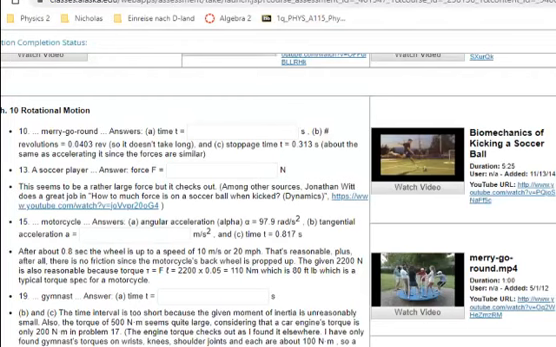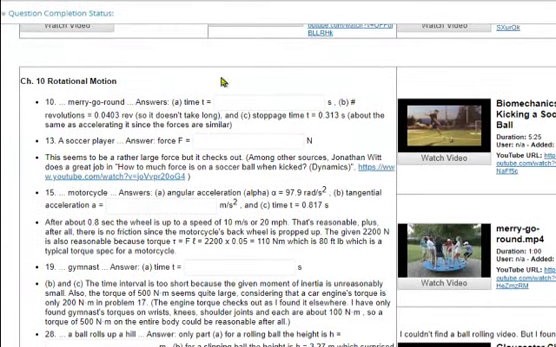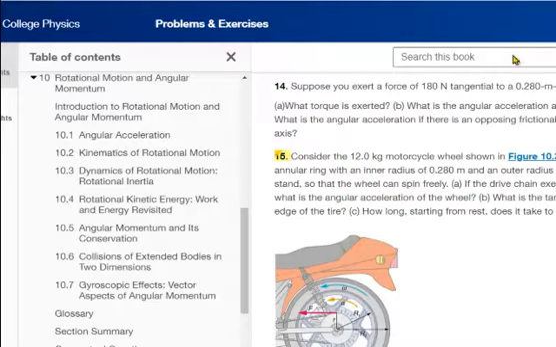All right, so the next problem is this one here, 15, about the motorcycle. The first part is already done. Angular acceleration is this much. That's a big angular acceleration. Tangential acceleration we're going to compute in just a moment. And then the time to accelerate is the 0.8 seconds that we see here. Here would be the original problem.